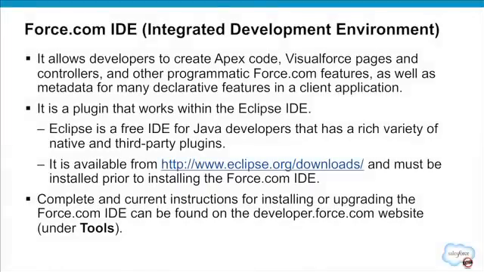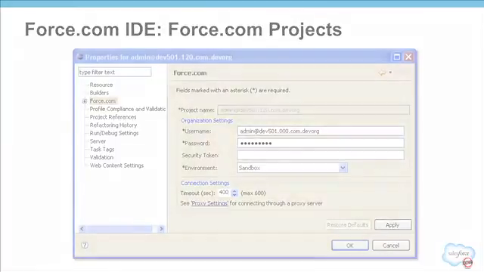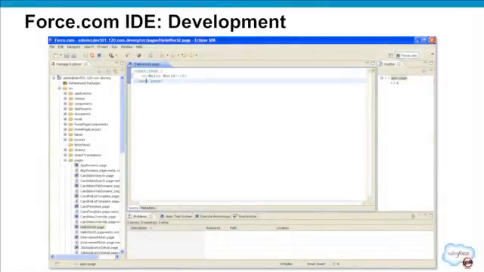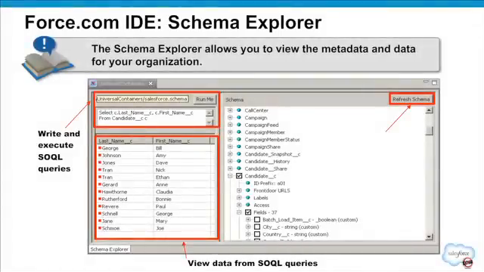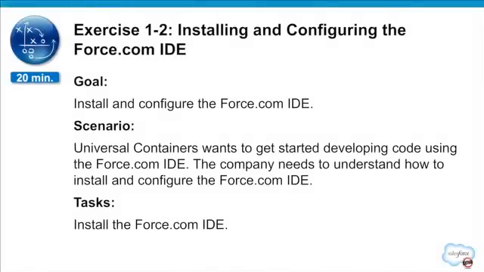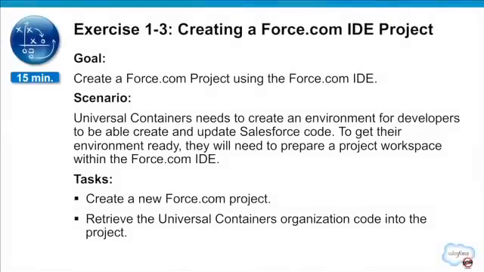So, all right, let's do this. So I talked about a number of the key features within the Force.com IDE. I talked about creating a project, talked about editing source code. We talked about Execute Anonymous. Talked about the schema browser, the schema explorer. So let's do this. Let's work on exercise 1-2. Let's install the Force.com IDE, and let's also create our first Force.com project. The instructions are in the course guide.